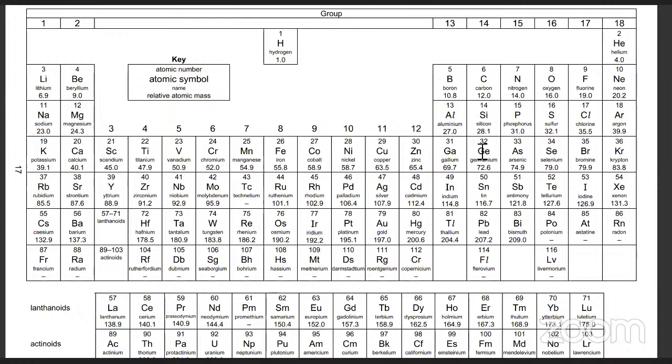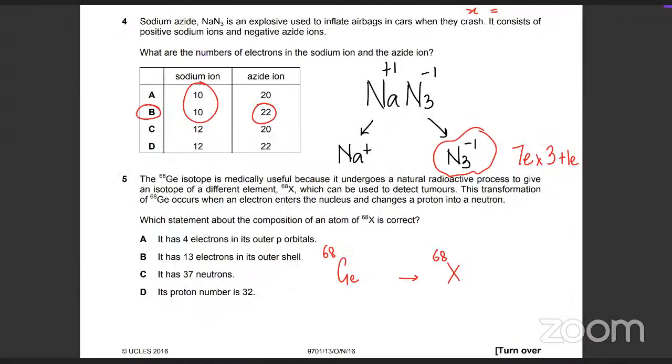Ge is over here, and its atomic number is 32. So you've got 32 protons and you've got 32 electrons. And how many neutrons do you have? That's 68 minus 32, that's 36. Okay, so you've got 36 neutrons. Now, what is he saying?